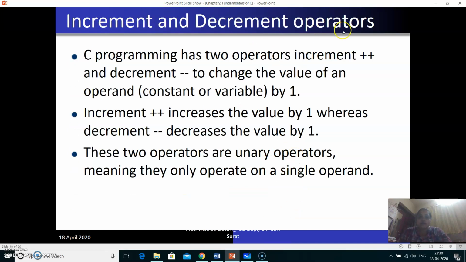The next operators are the increment and decrement operators. C programming has two operators, increment and decrement, to change the value of an operand, that is a constant or it may be a variable, by only one. That means if you want to increment the value or decrement the value by only one, you can use the increment or decrement operator. The increment operator is written as plus plus, and decrement will be minus minus. Now these two operators are unary operators. Why are they called unary operators? Because both operators require only one operand.